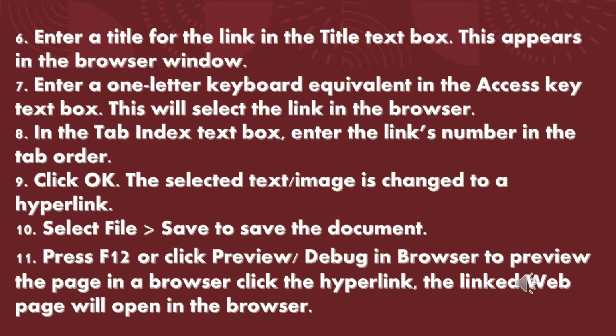Select File, Save to save the document. Press F12 or click Preview/Debug in Browser to preview the page in a browser. When you click the hyperlink, the linked web page will open in the browser. Select the text or image and then drag the point to file icon.